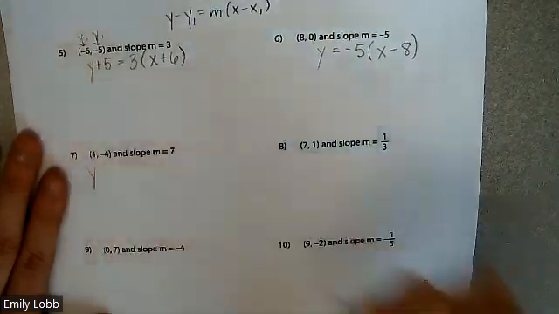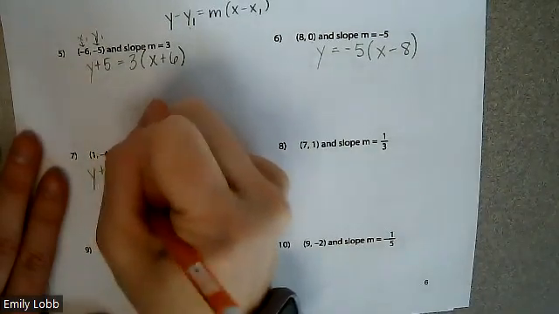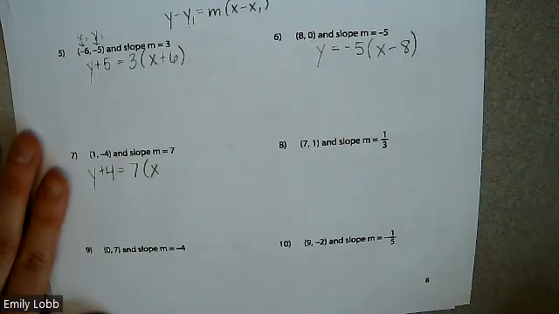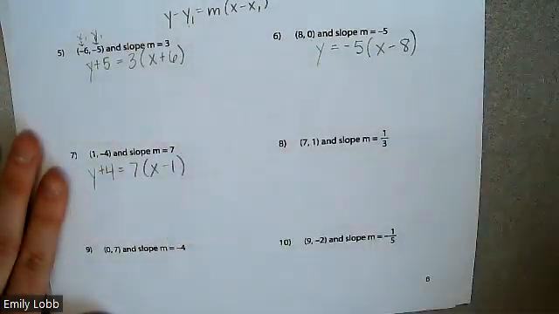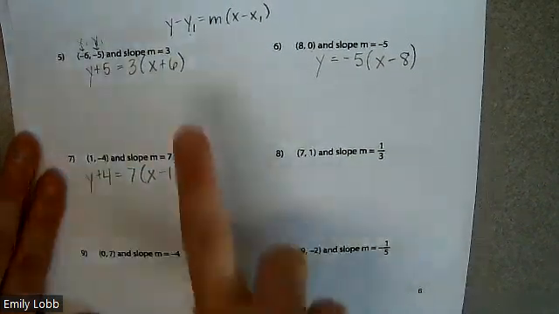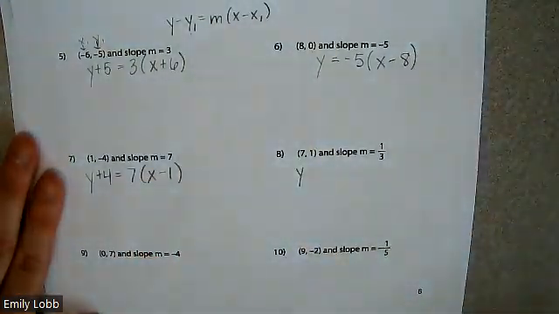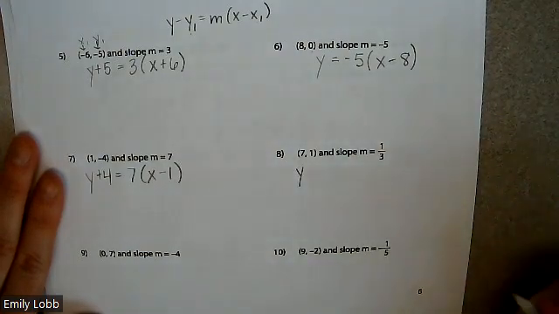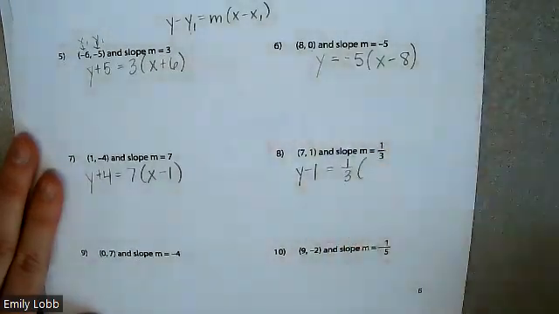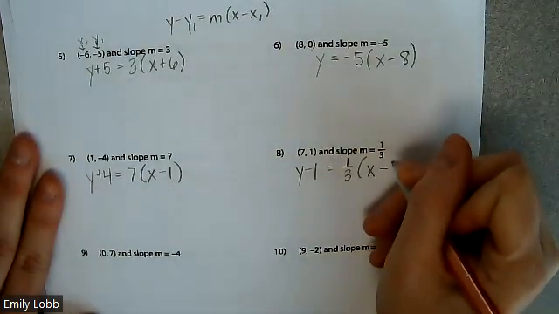So y plus or minus 4? Plus 4 is equal to our slope, open parenthesis, plus or minus 1? Minus 1, because it's the opposite of our x value. Okay, we're just putting this into our point slope form. Y plus or minus 1? Plus 1 is equal to our slope. Open parenthesis, x plus or minus 7. Minus 7.